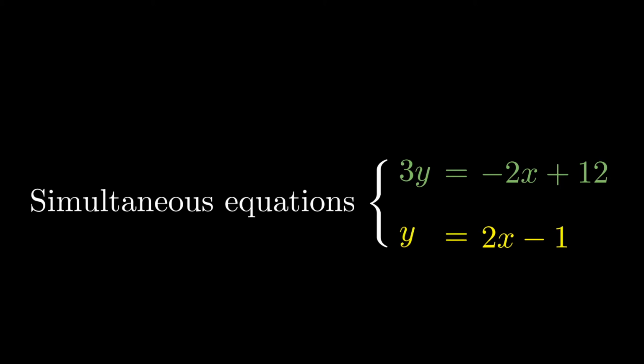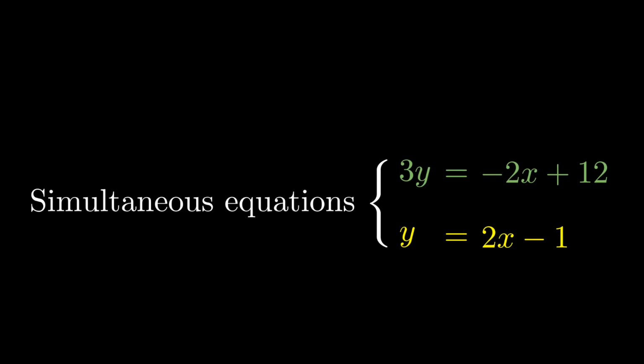In this video we are covering simultaneous equations. So if you are given a pair of equations, 3y equals minus 2x plus 12 and y equals 2x minus 1, how would you go about solving this? You can use substitution or elimination.